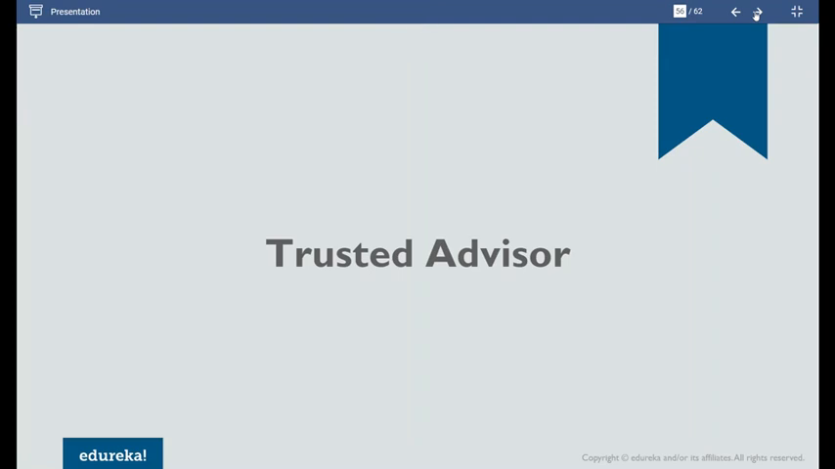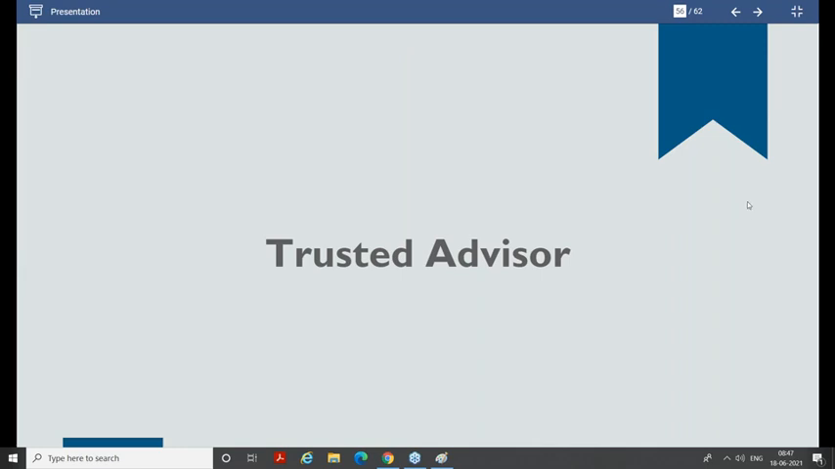Everyone, may I request a quick check with all of you? Are we clear? With this, we basically complete security on AWS.